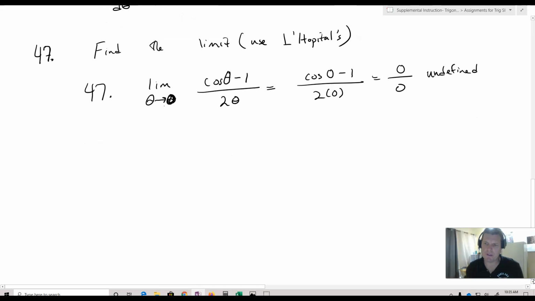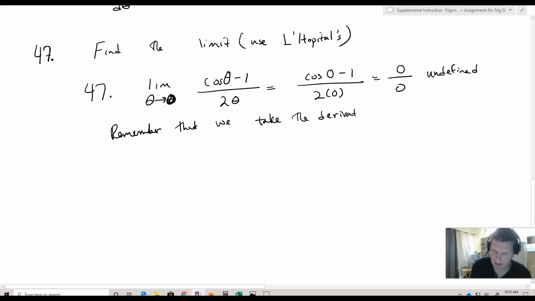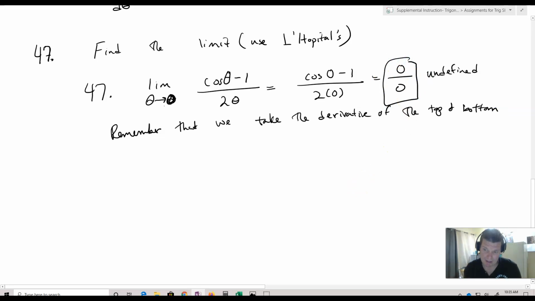And what you want to remember if you're using L'Hopital's is that we take the derivative of the top and the bottom, and the derivative of the top over the bottom, evaluated as theta approaches 0, is going to be my limit, assuming that it doesn't end up with an already undefined value. So notice 0 over 0 is the right kind of undefined. 1 over 0, not the right kind of undefined. But 0 over 0 works.